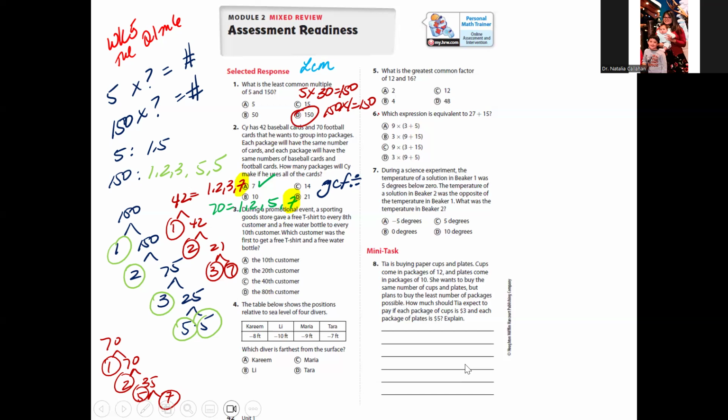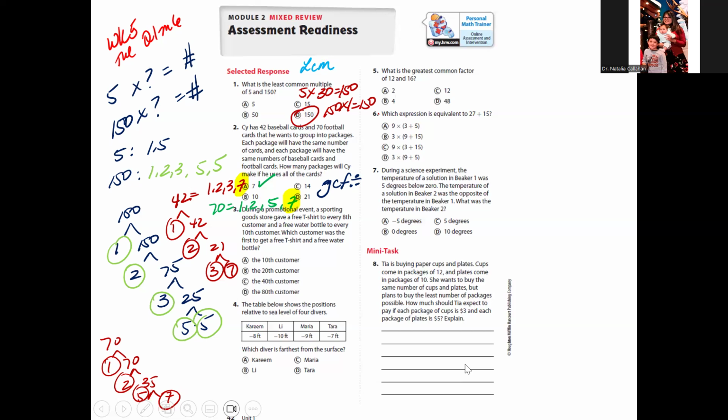The table below shows the positions relative to sea level for divers. Which one is the furthest from the surface? Lee. Lee is correct. It's negative 10. All right, let's go on to the next one.